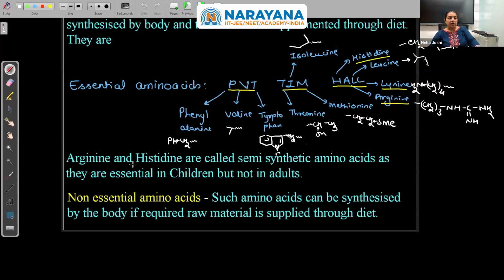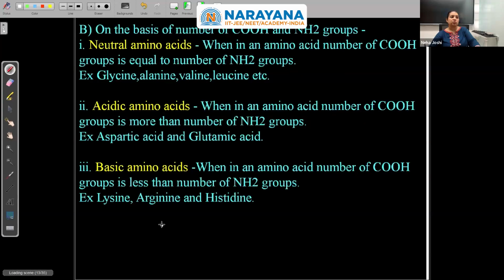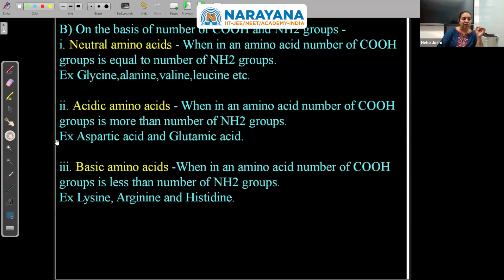Okay, so this is how I drew all the structures, and this you have to keep practicing. Arginine and histidine are also called semi-synthetic. Arginine and histidine, as they are essential in children but not in adults. In adults, we can synthesize arginine and histidine. Non-essential amino acids are such amino acids which can be synthesized by the body if the required raw material is provided. So, which are non-essential? Rest 10 amino acids are non-essential amino acids. Naturally available amino acids are 20.